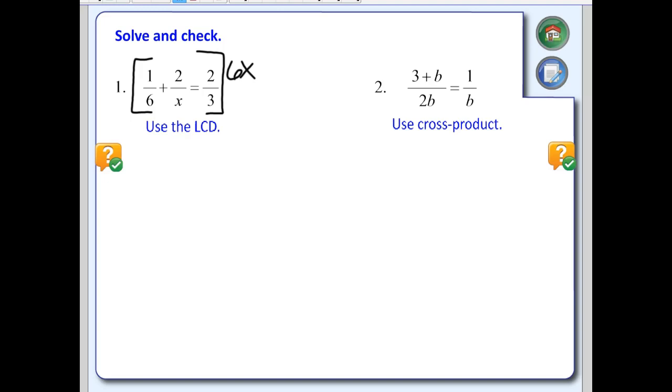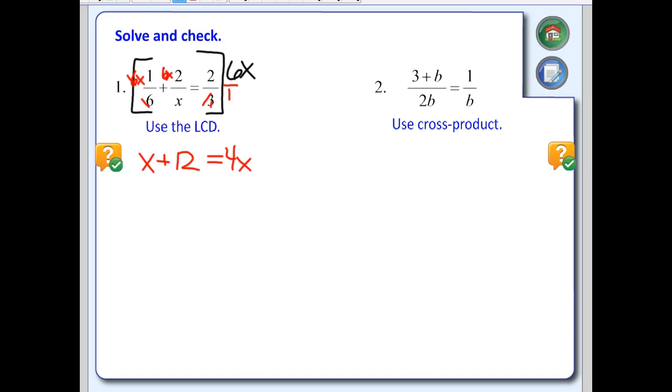All right, so now I need to multiply all 3 fractions by 6x. So let's see what happens when I do that. If we multiply by 6x, then the 6's are going to cancel, and we're left with an x. Then if I multiply the second fraction by 6x, the x's are going to cancel, and we're going to have 12. And I've got to put my equal sign. Then if we multiply the last fraction by 6x, this is going to be 1, we're going to have 4x. Everybody understand where that came from?